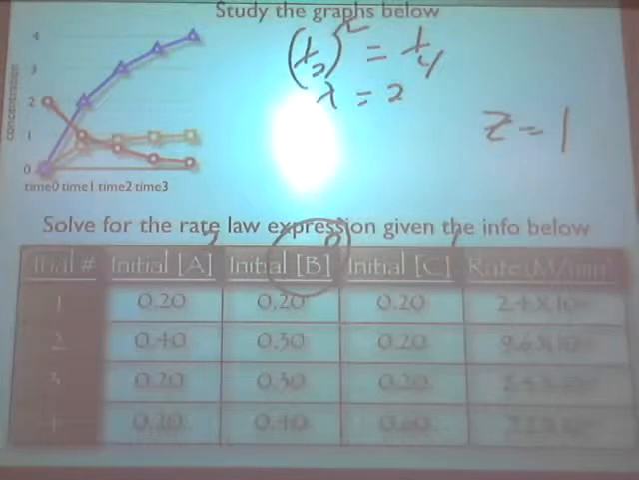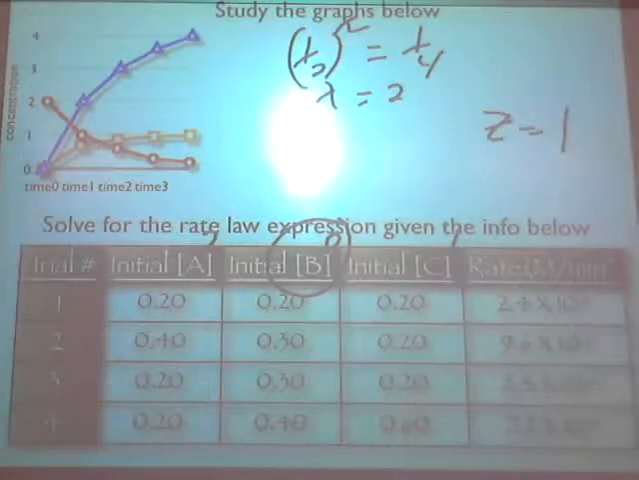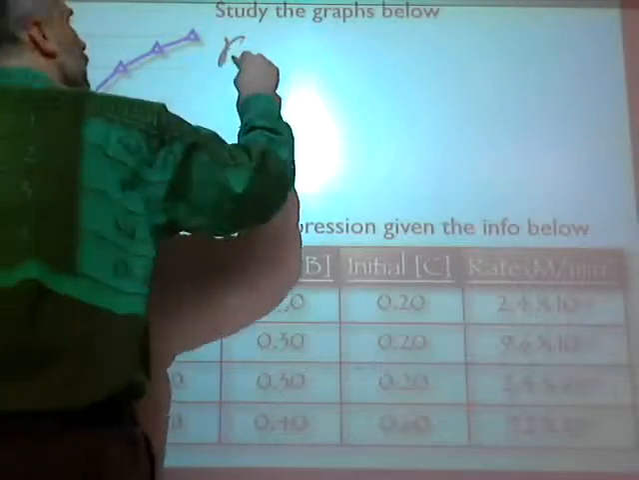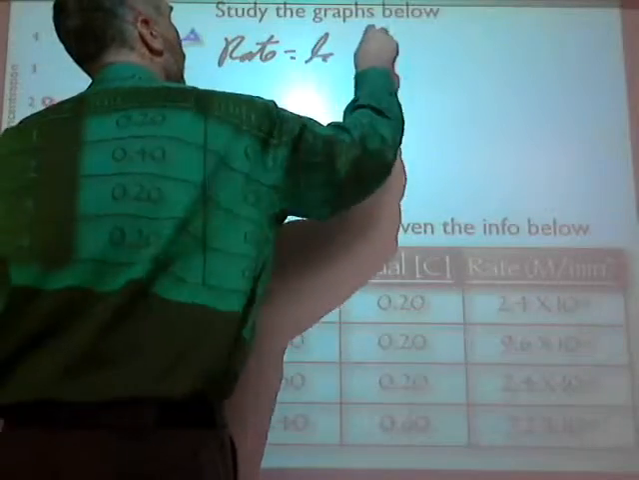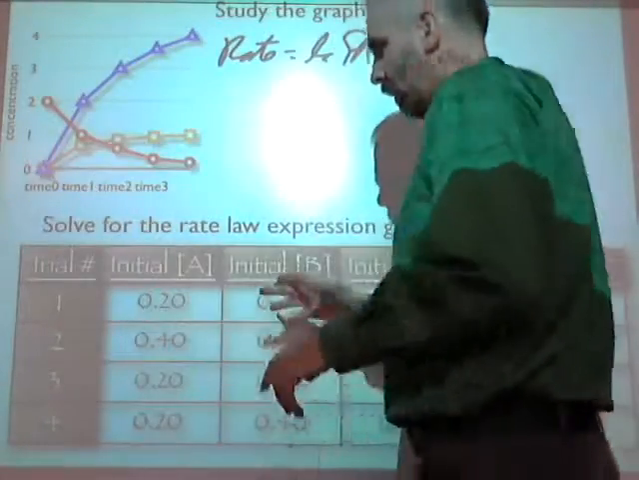You have one more thing you have to do in the test. You have to solve for K. Okay? So let's solve for K. Rate equals K. A to the, what did we say he was? Second power? I erased it.